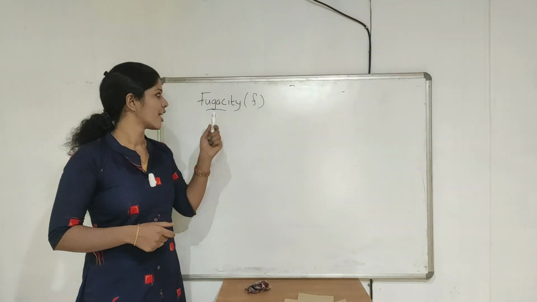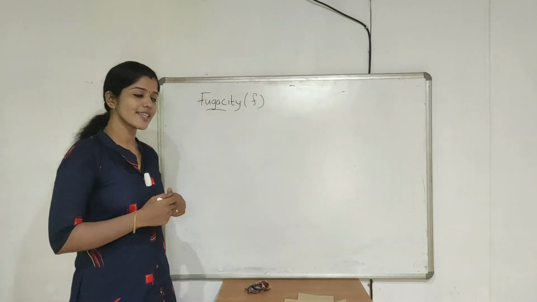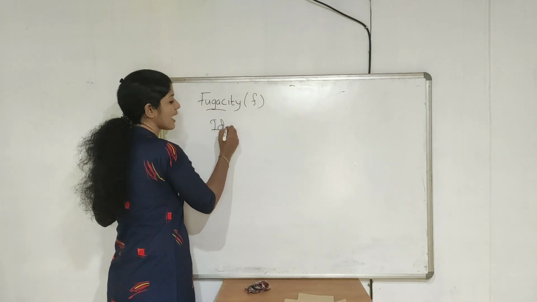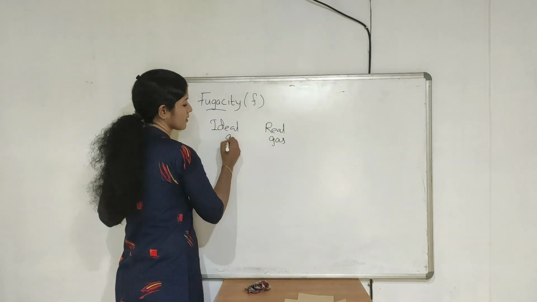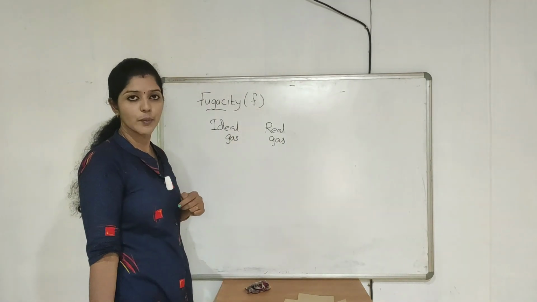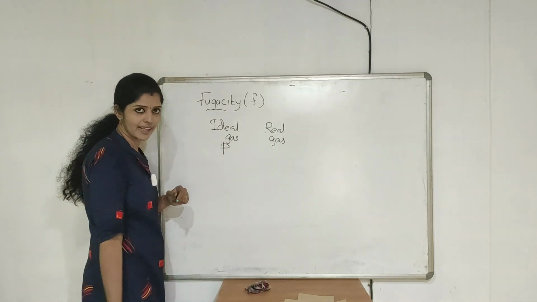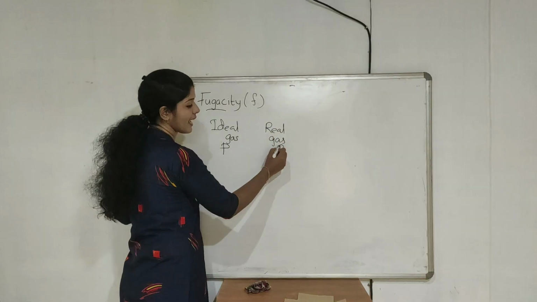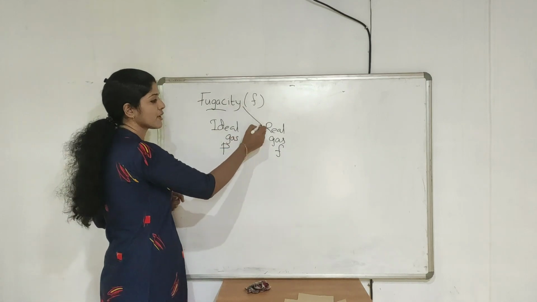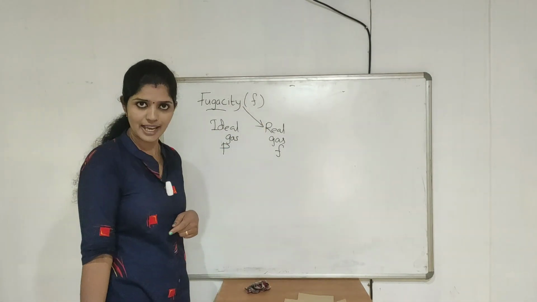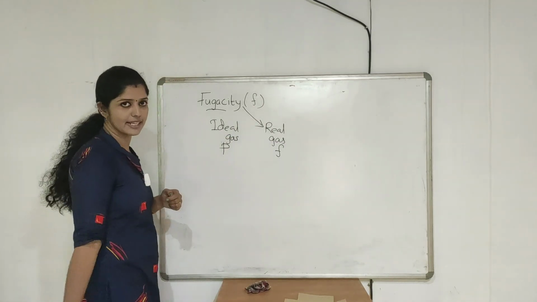Our next topic is fugacity. What is fugacity? There are two types of gases: one is ideal gas and the other one is real gas. If we represent the pressure of an ideal gas as P, then we represent the pressure of a real gas as fugacity F. So what is fugacity? Fugacity is the pressure of a real gas. So that is fugacity F.